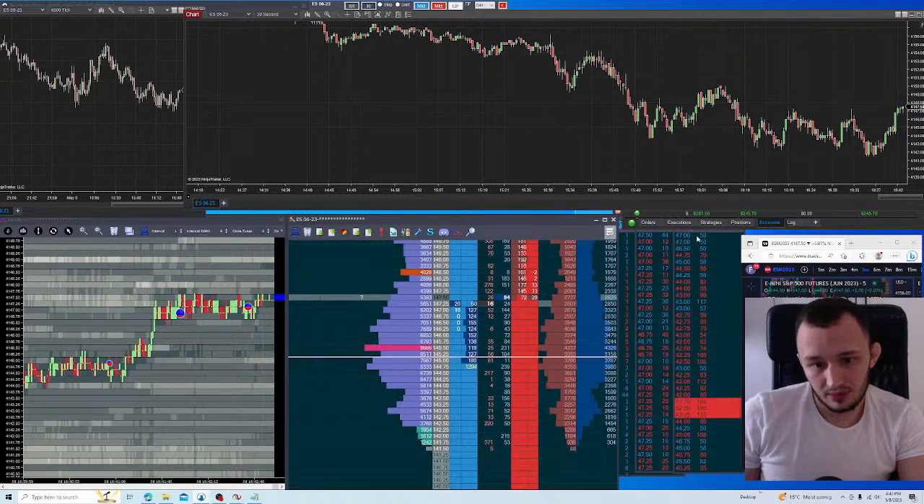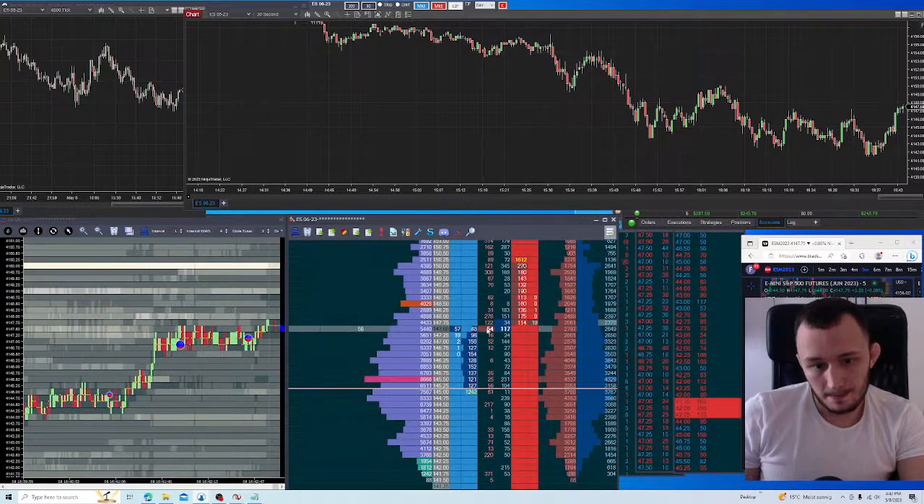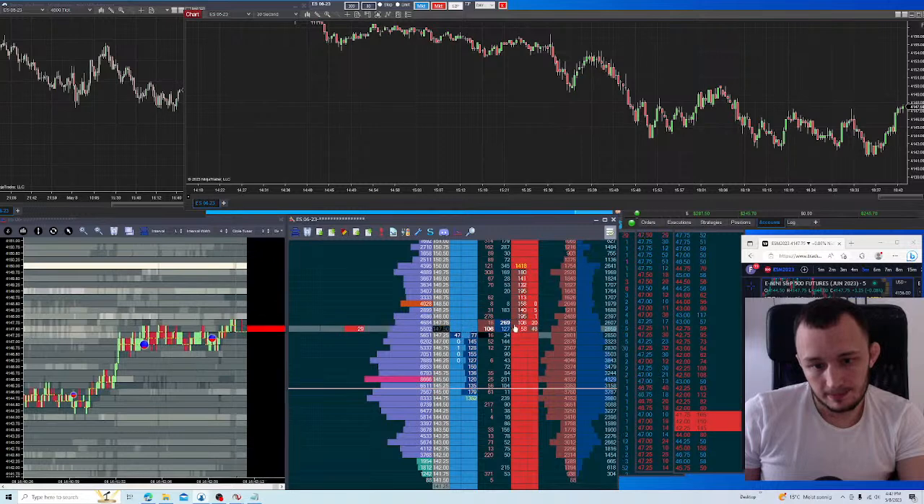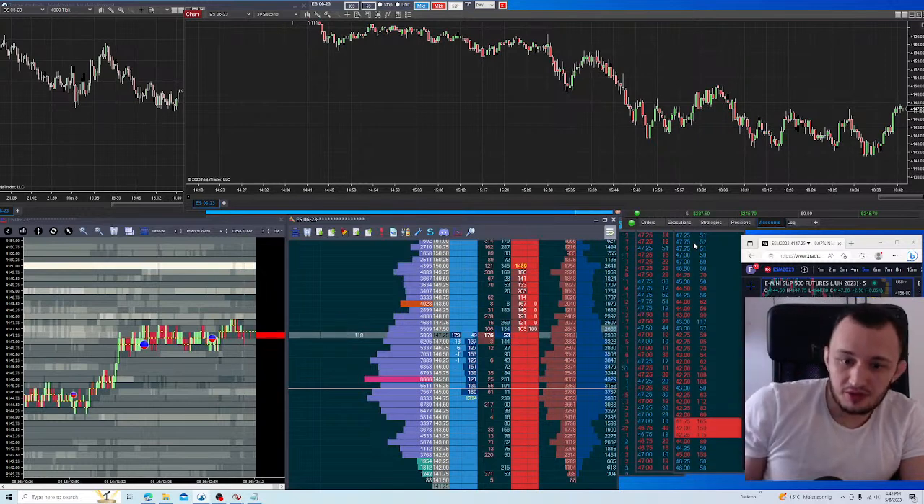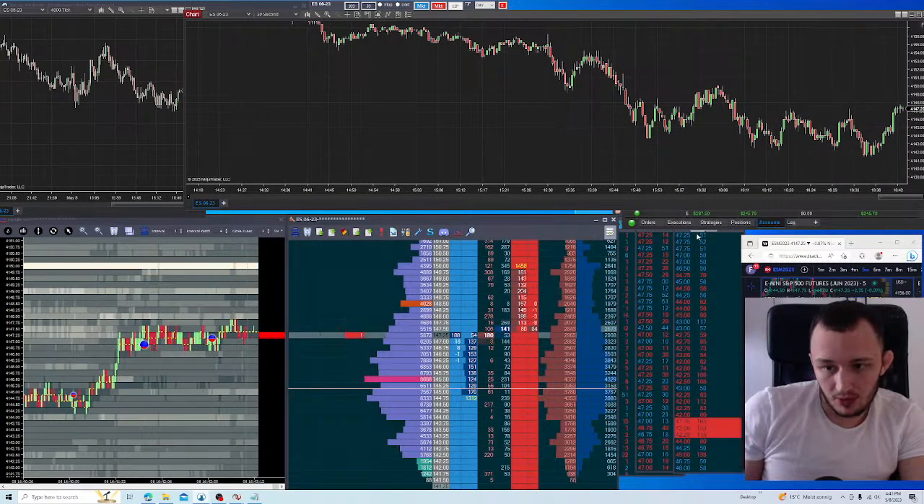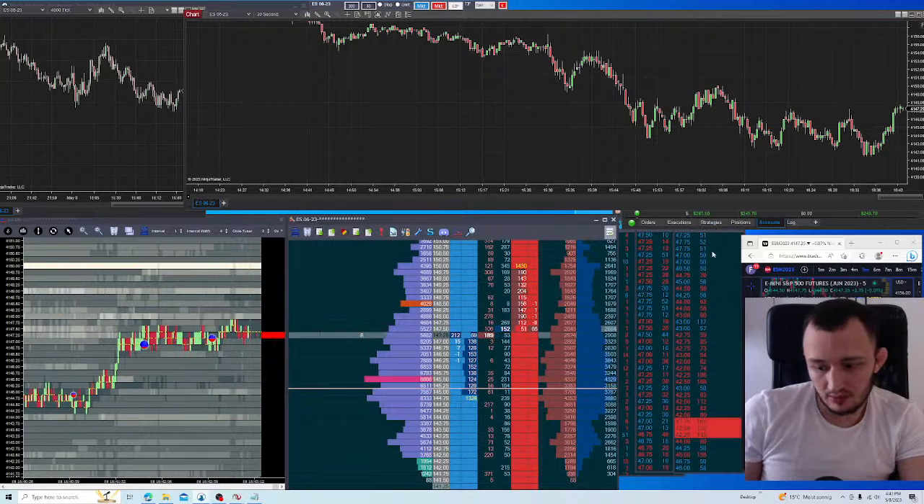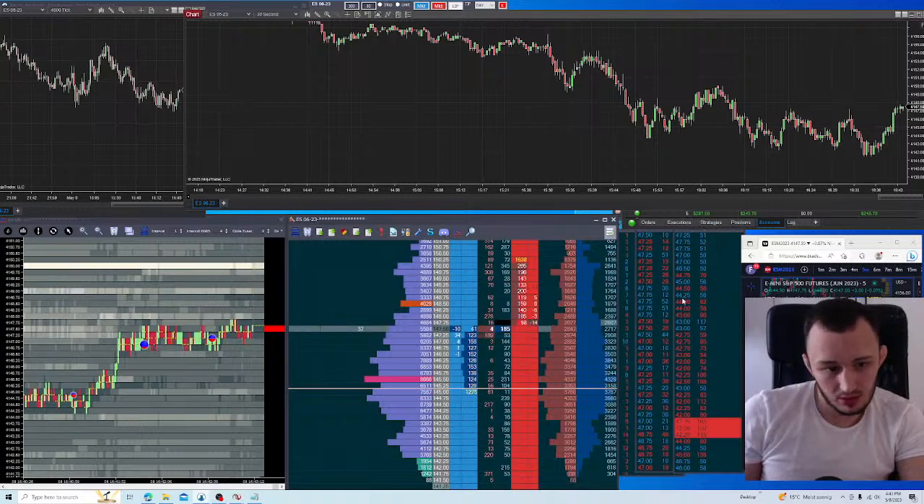We still have some big buyers hit 47s, and some more. Would love to short here, but I'm not shorting into this. Okay, so this is pretty much the reason I'm not shorting here.